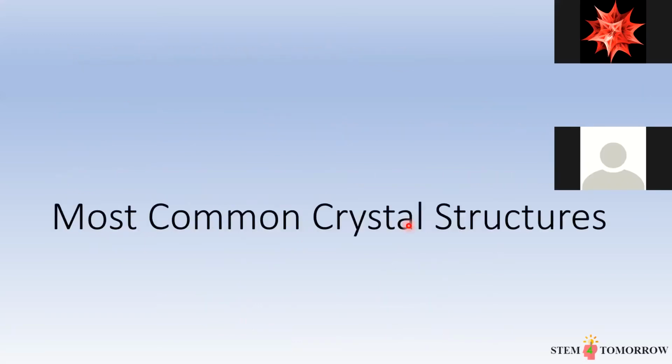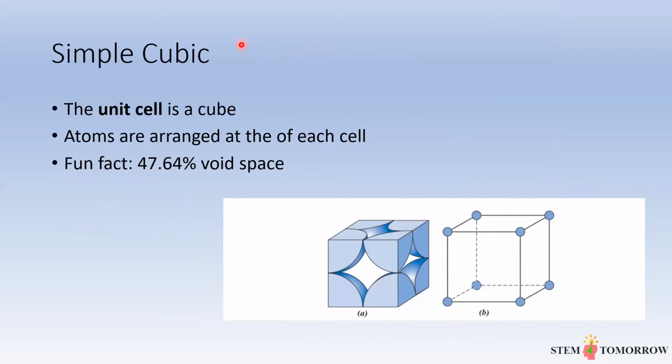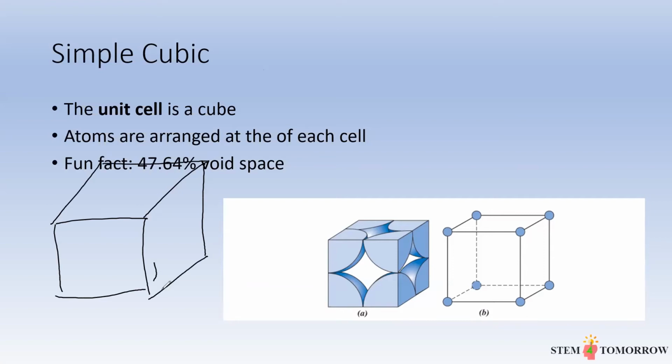So let's talk about some of the most common crystal structures. So there are obviously a bunch of crystal structures because there are a bunch of unique materials, and you can be really creative and form a bunch of different crystal structures, but there are a few that are the most common. So the first is a simple cubic, okay? So basically, let me see if I can draw. In a simple cubic crystal structure, the unit cell is a cube, okay? This is my unit cell. And then the atoms are arranged at the, just say, corners of each cell.